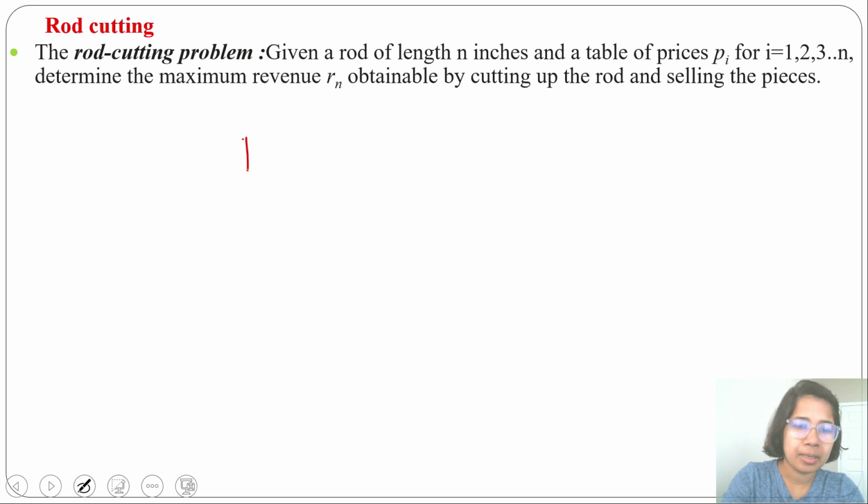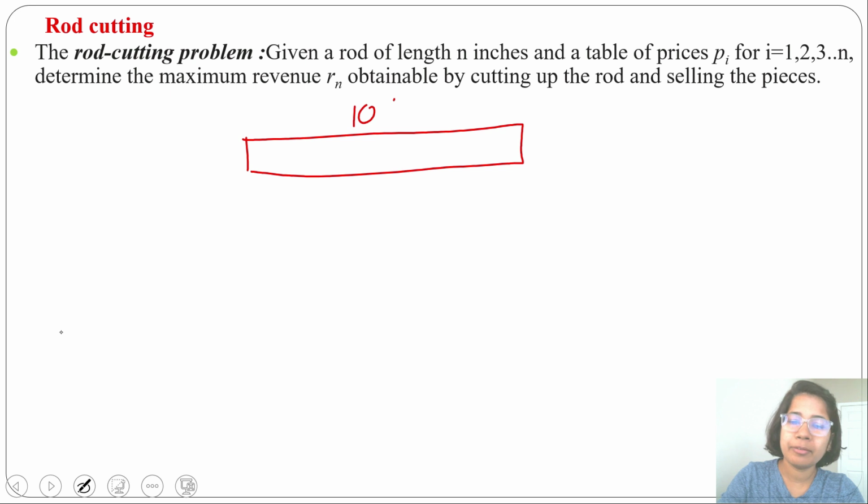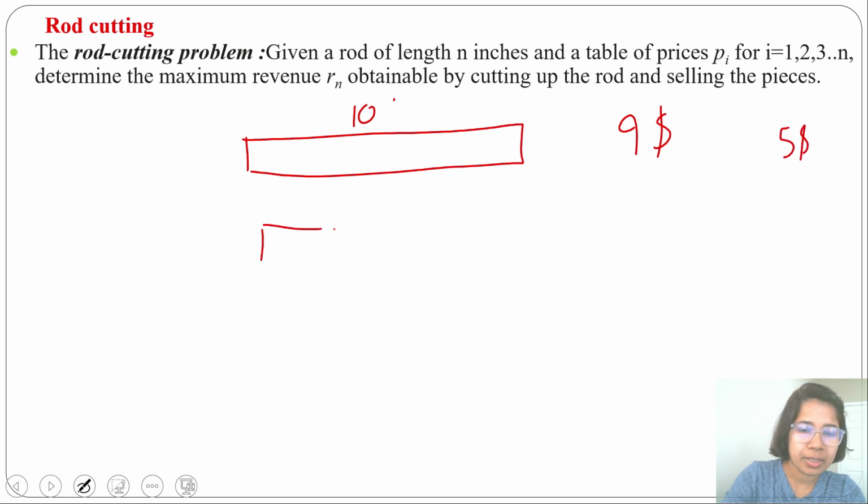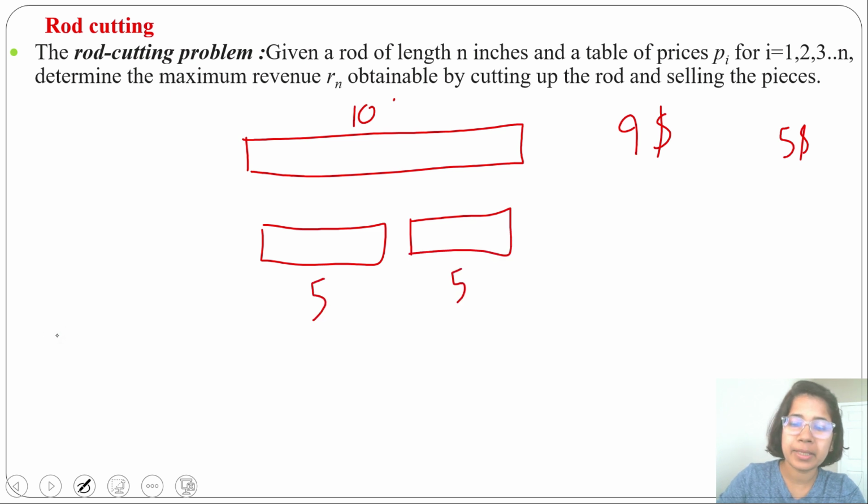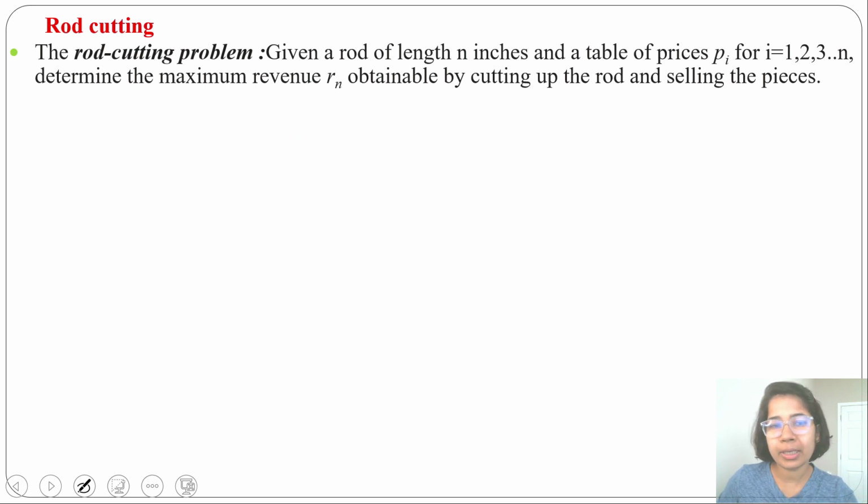For example, let's say we have a rod of size 10 inches, and for 10 inches the price is $9, and for 5 inches the price is $5. So when we cut this rod into 5 inches and 5 inches, the price will be 5 plus 5, which is $10. So we are getting more profit by cutting the rod. We can cut in different ways.